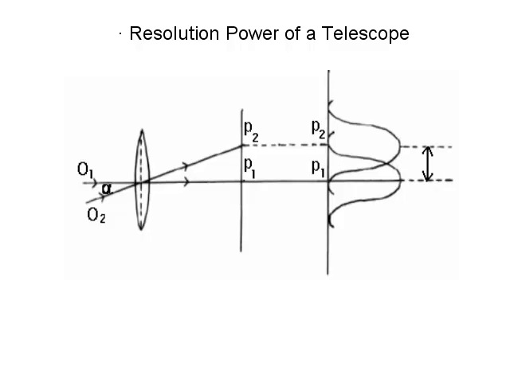Let lambda be the wavelength of the light from the source and capital D be the diameter of the objective of the telescope. The figure shows the diffraction pattern produced by point sources at infinite distance from the objective in its focal plane. The resolving power of telescope is given as resolving power is equal to D upon 1.22 lambda. Thus, as the diameter of the objective increases, the resolving power of the telescope increases.